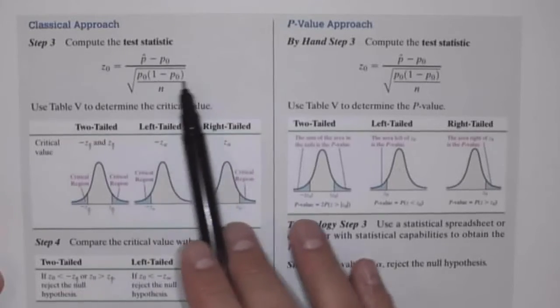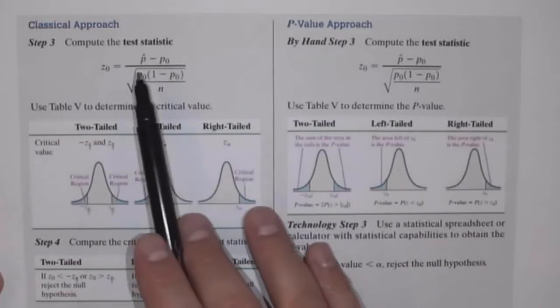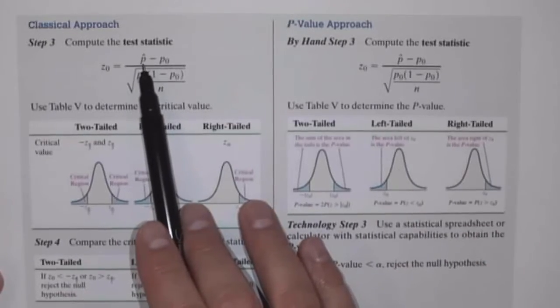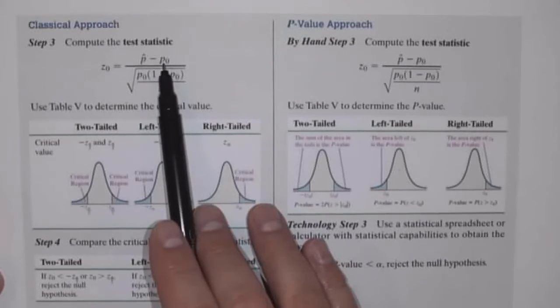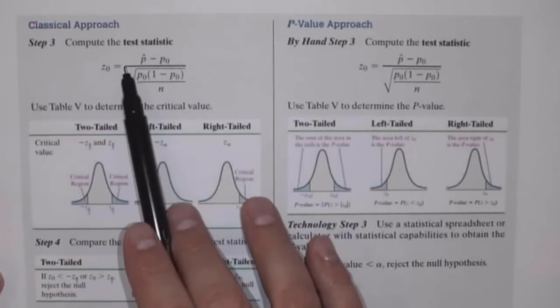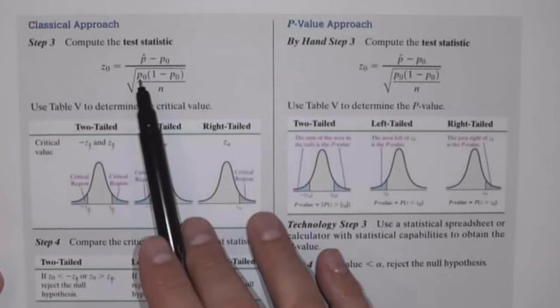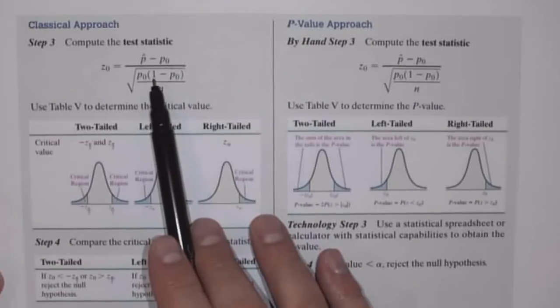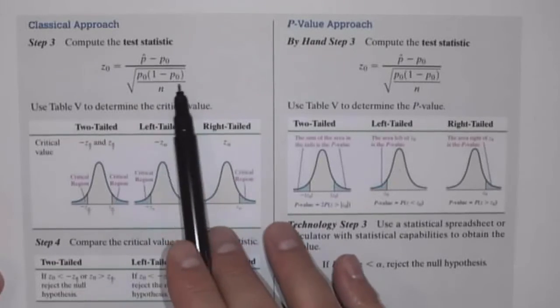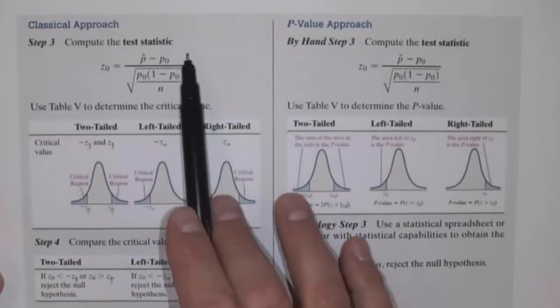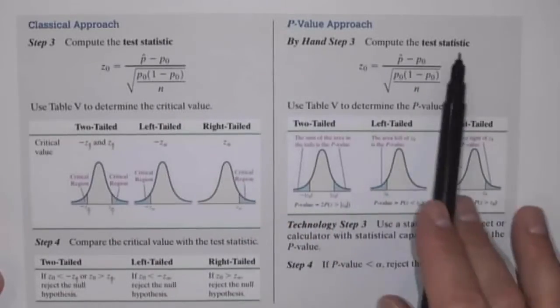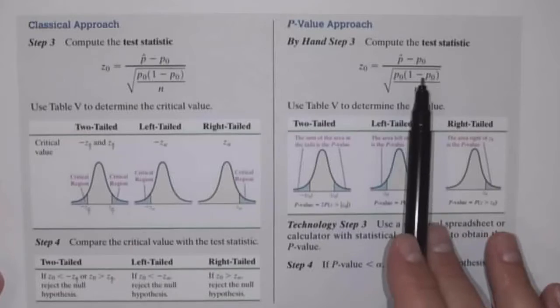And so this is the formula I used in the first example. We're going to take p hat, that's our sample proportion, minus the p from the null hypothesis, and divide by the square root of the p from the null hypothesis times 1 minus p from the null hypothesis divided by the sample size. So whether I'm using the p-value approach or the classical approach, I'm going to calculate that test statistic.